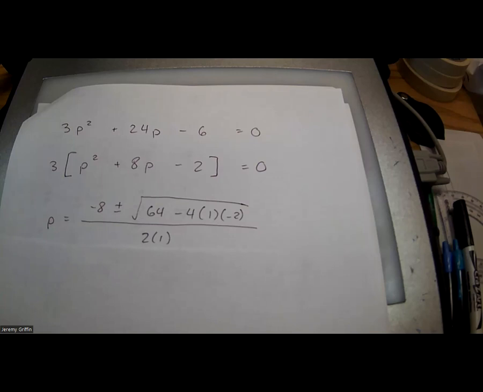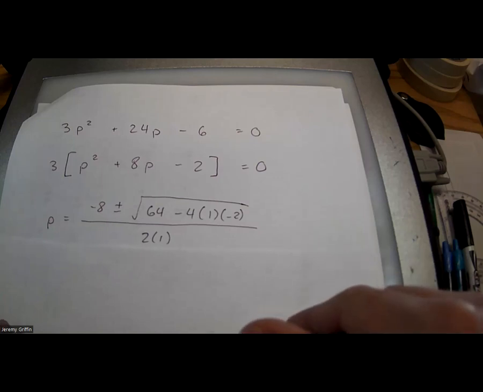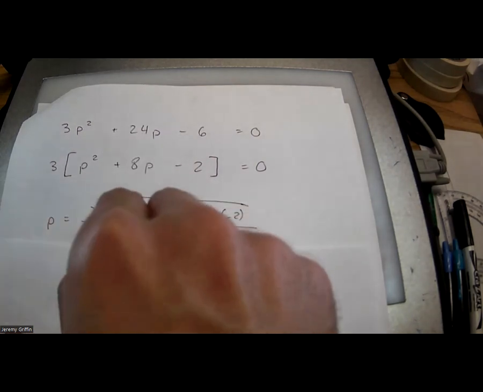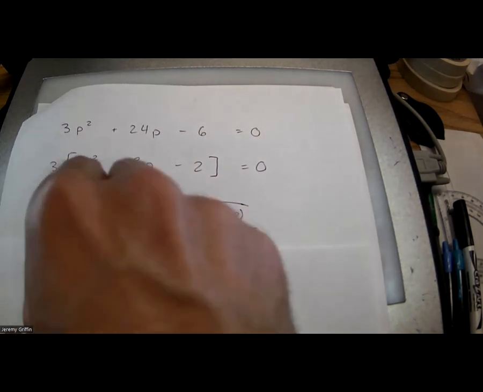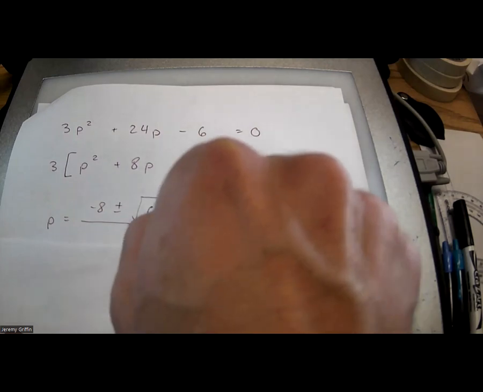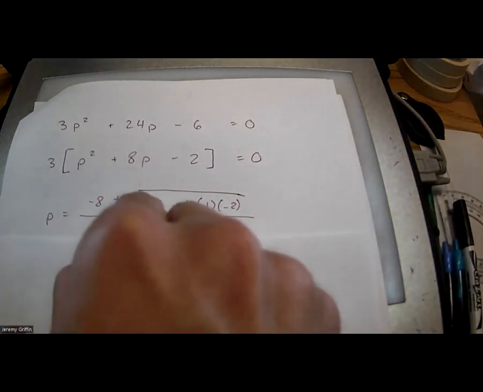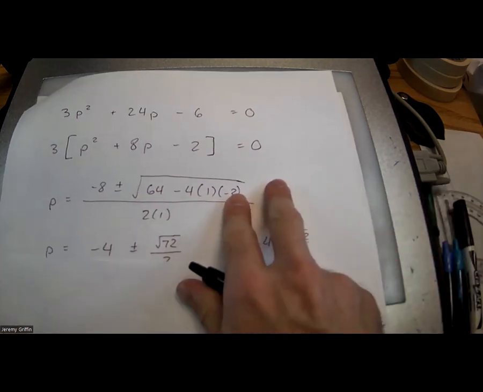Hopefully you do by now. If not, one day you will. Okay, so negative b plus or minus the square root of b squared minus 4ac, all over 2 times a. There's an implied 1 here for a. Keep the negative sign, all over 2 times 1. That looks like this.